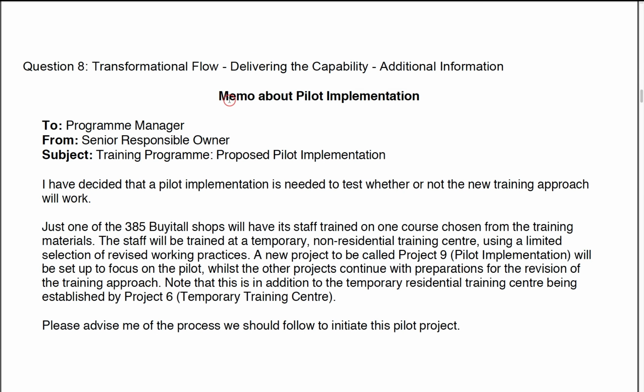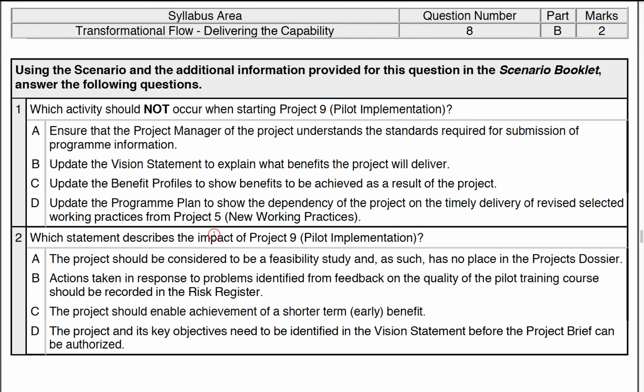So here we have a memo about a pilot implementation, from the SRO to the program manager. I've decided that pilot information is needed to test whether or not the new training approach will work. So basically what they're saying here is, Project 9, to pick one specific shop and one training course to see how the pilot works, just to test it out. That's a pretty good idea actually. Now they've added that in. I want some help on what to do next. So let's look at the questions and see which ones are applicable here.